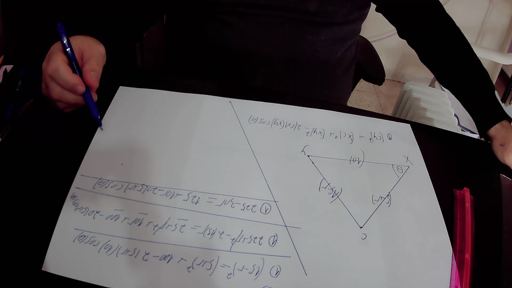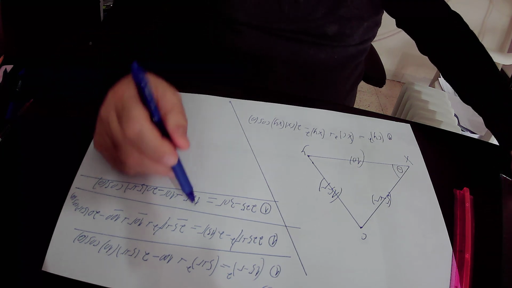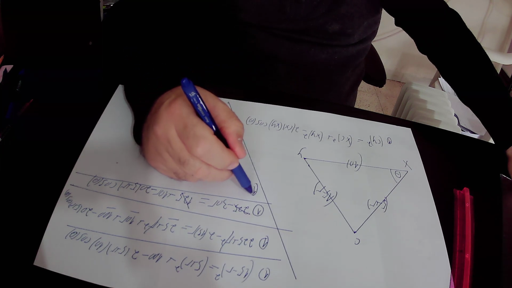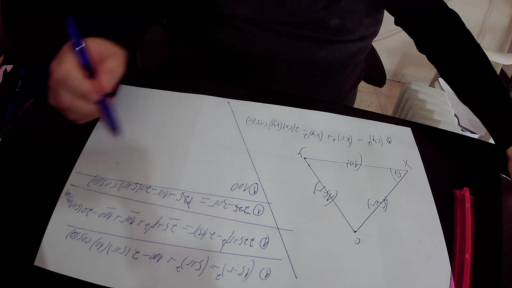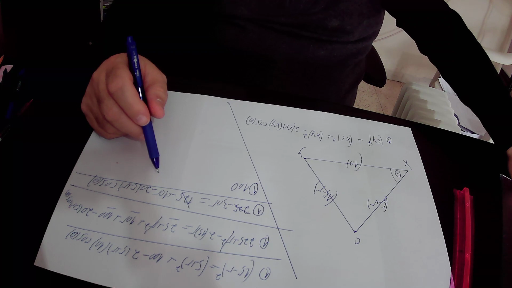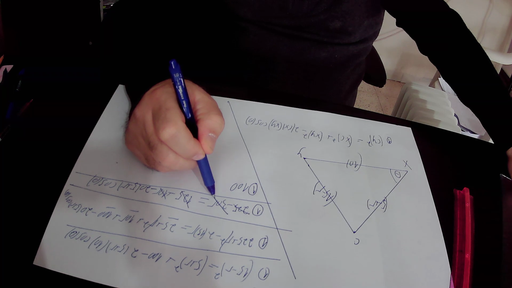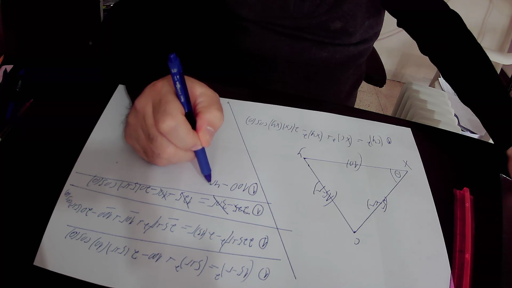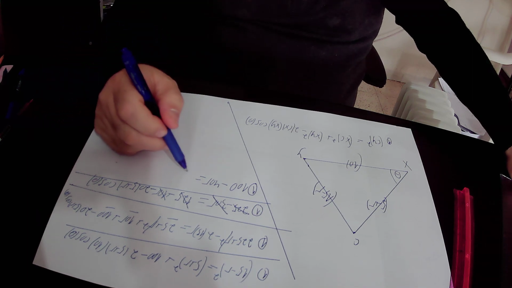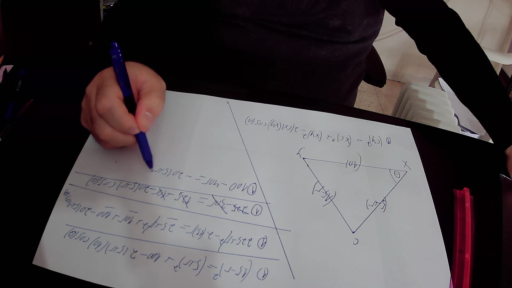We will subtract 125 from this equation, and we will get that 225 minus 125 is 100. We will subtract 10r from this equation, equation number 1. And we will get that minus 30r minus 10r is minus 40r, equals minus 20 times (5 plus r) times cosine theta.